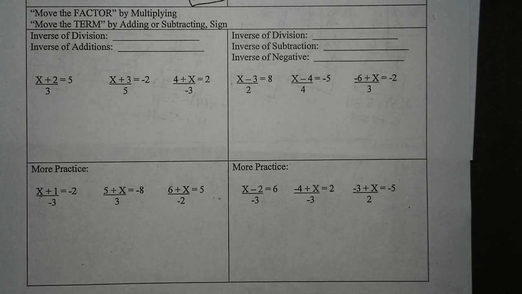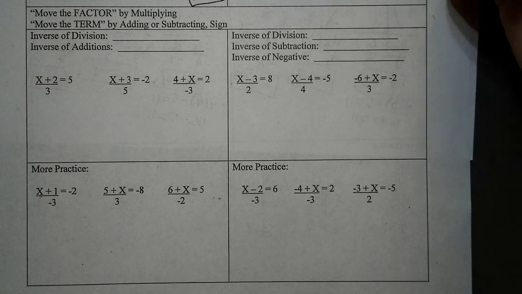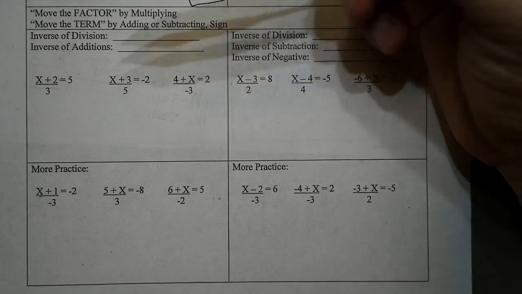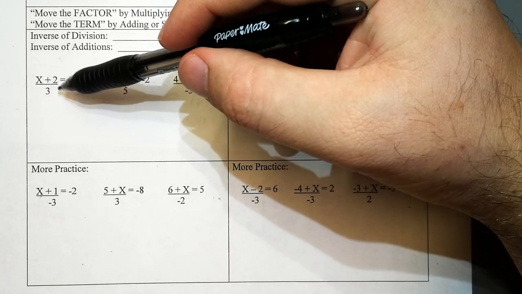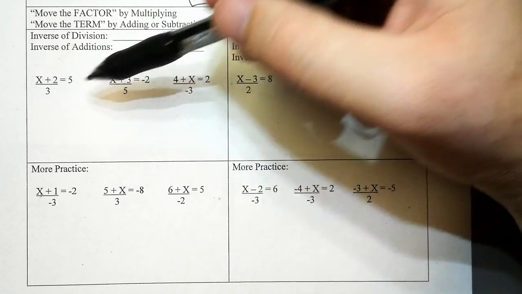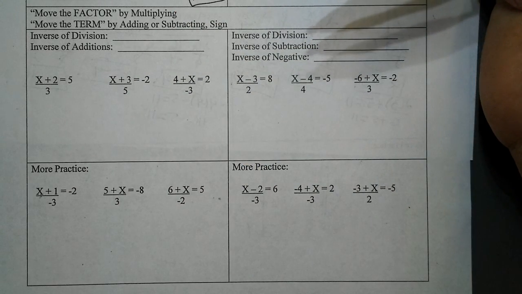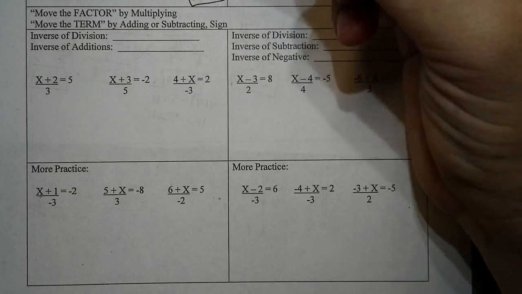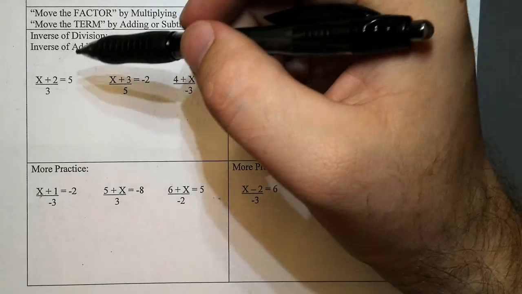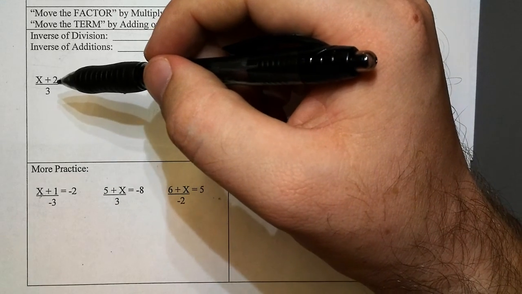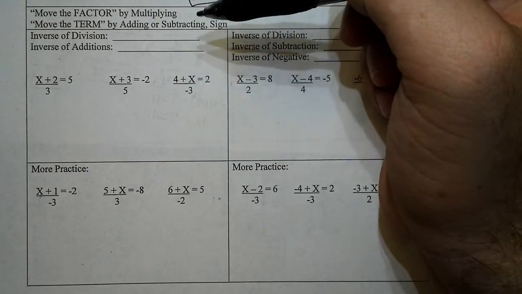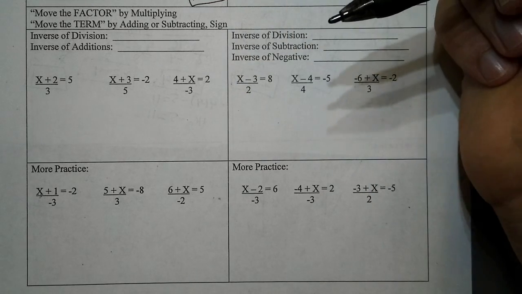All right, now we've gotten to a point where our equations have a division sign and everything is being divided by that number. So what we're going to have to do here is first get rid of this divide, and then we can move the term. So these are the only ones that you do backwards.